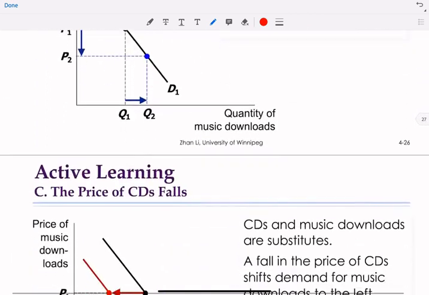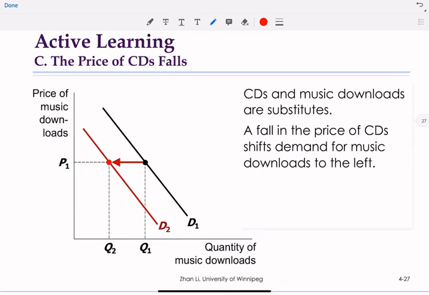Clearly, you need to be able to solve problems like this. And you can see that the key to solve these problems is you have to understand first the difference between moving along the demand curve and shifting the demand curve. Second, you need to be familiar with those different factors which could shift the demand curve, and you also need to understand to what direction this demand curve will shift to, right?